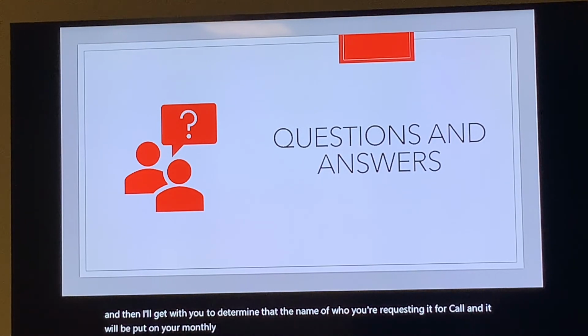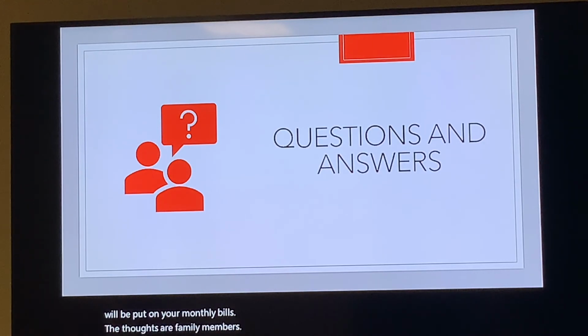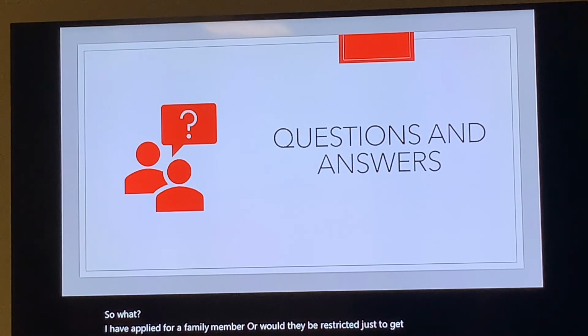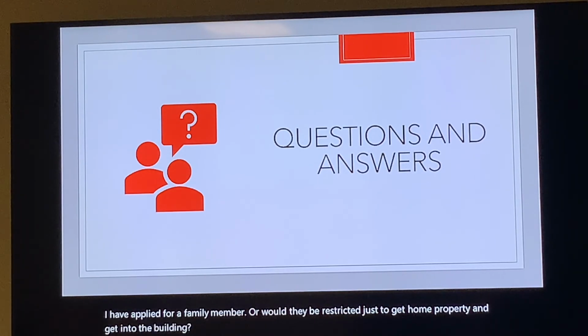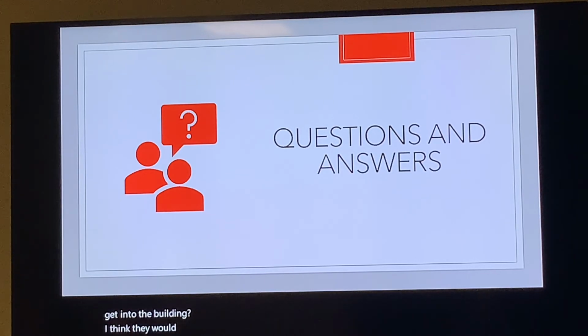I've got a question. The fobs for family members, are they going to have the same exact access to what I have if it's a family member? If I have a fob for a family member, or will they be restricted just to get on property and get into the building? I think they would have the access for on property or common areas in your apartment.